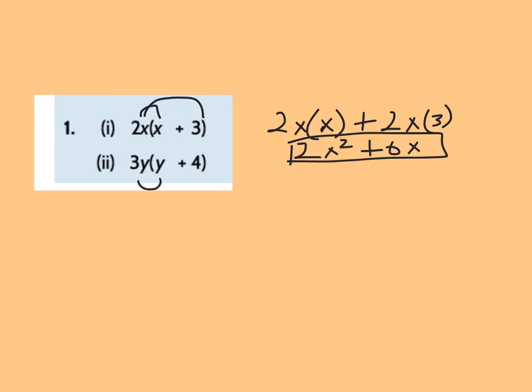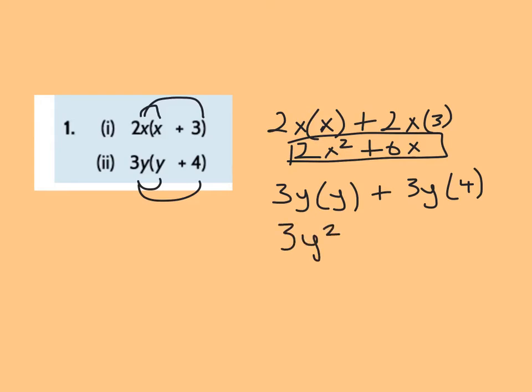Okay, then we have 3y by y, plus 3y by 4. That gives me 3y squared. Remember, add the powers of these two. Plus 3y by 4, multiply the 3 by 4 gives me 12y.